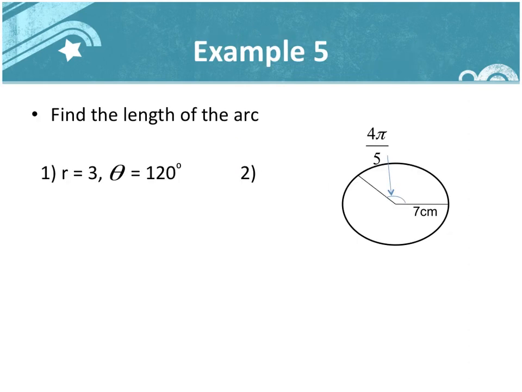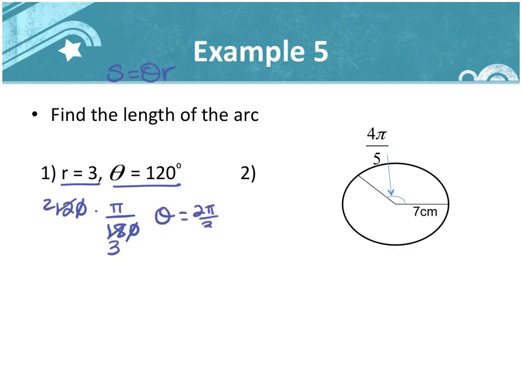So example 5 says find the length of the arc. Remember, SOR, S equals theta times the radius. And again, theta in radians. So when I look at number 1, I get given the R is 3 and theta is 120. So the first thing I have to do is convert that to radians by multiplying by pi over 180. Zeros cancel here. 6 goes in here twice and 3 times. So theta is 2 pi over 3.